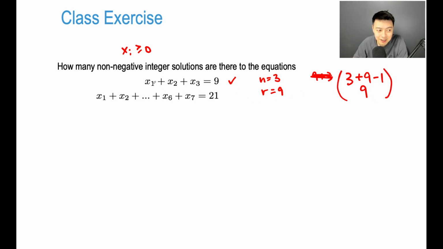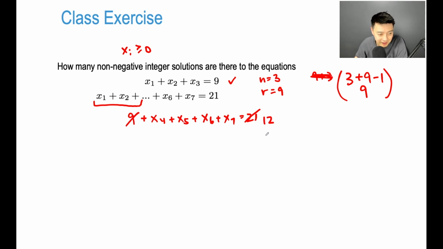Now, after I know that x1 plus x2 plus x3 is equal to 9, I can then replace the first 3 x's with the number 9. So essentially, we can do something like this. Plus x7 is equal to 21. So that means we can have x4 plus x5 up to x7 be equal to 12. I can move this to the other side, and this would be 12. So now again, I can solve the second problem, and now we have n is equal to 4. We have 4 people, and our r is equal to 12. So we can plug it straight into that equation, and we'll get something like this.